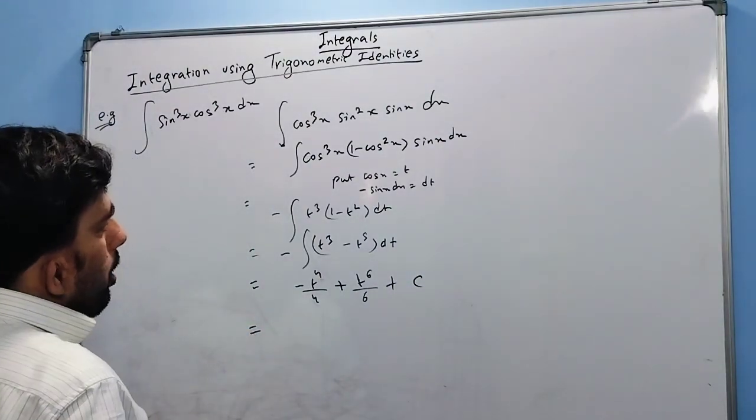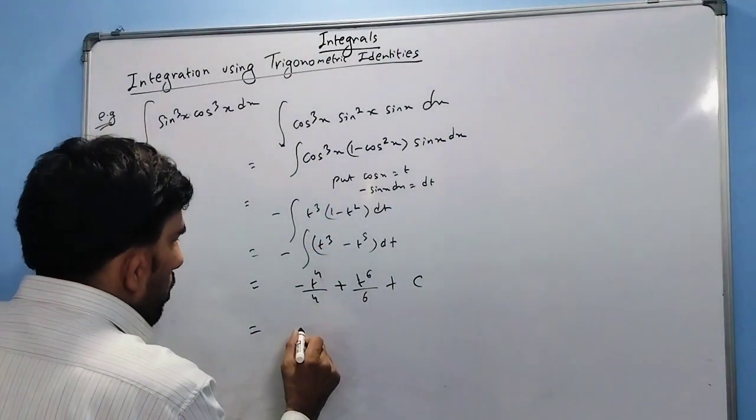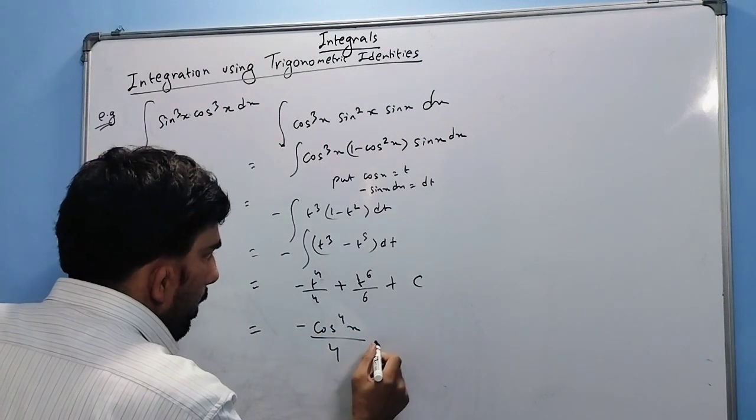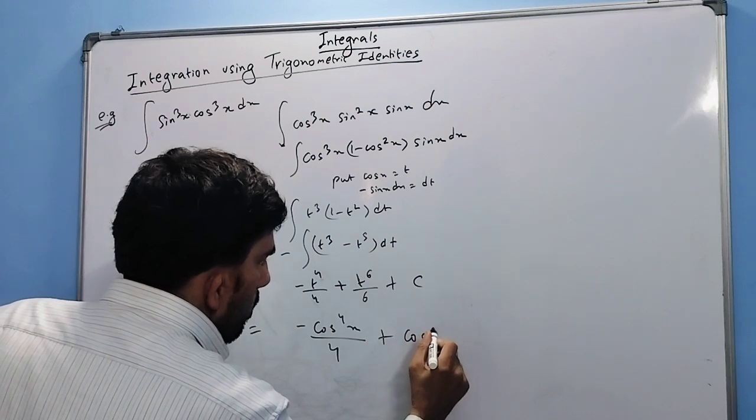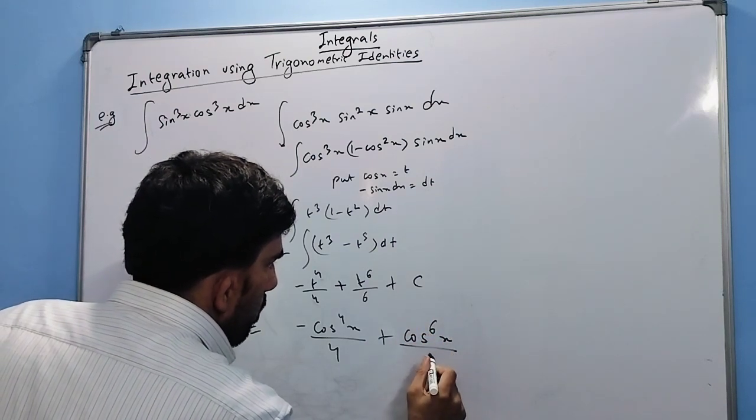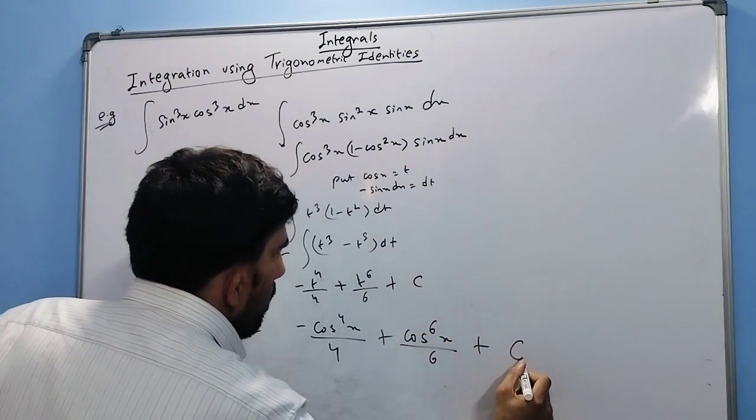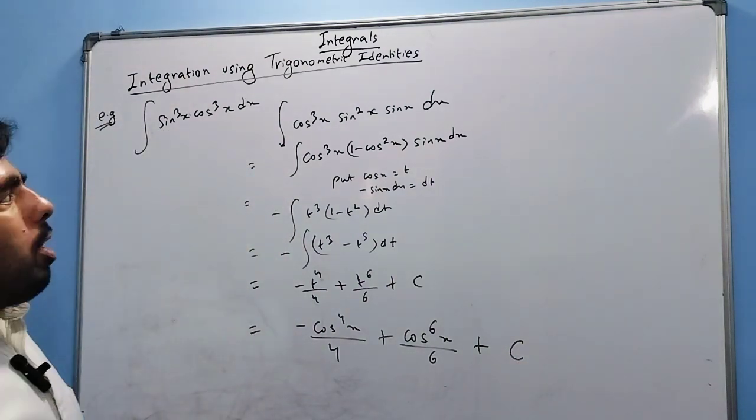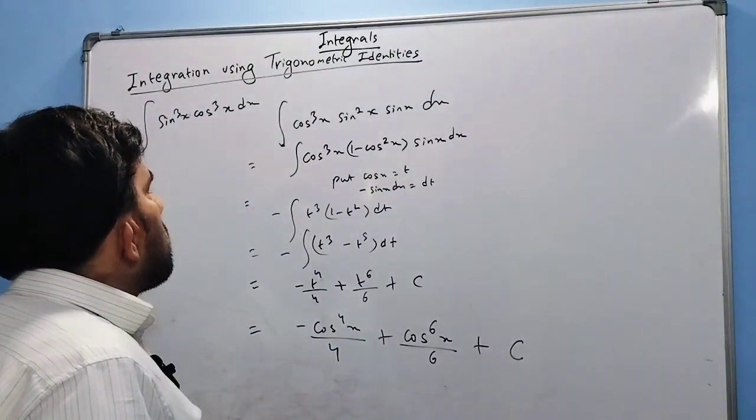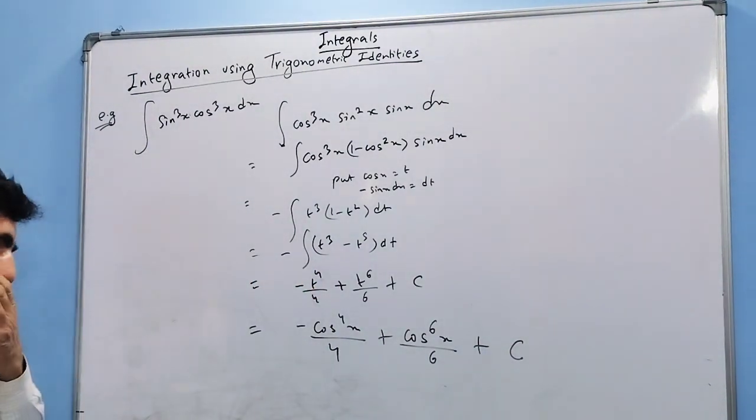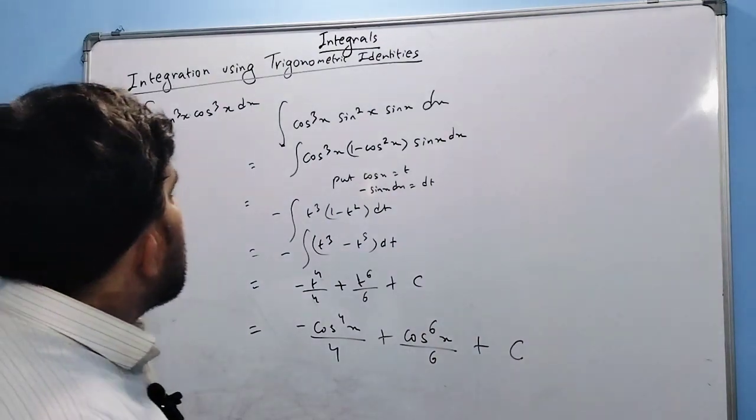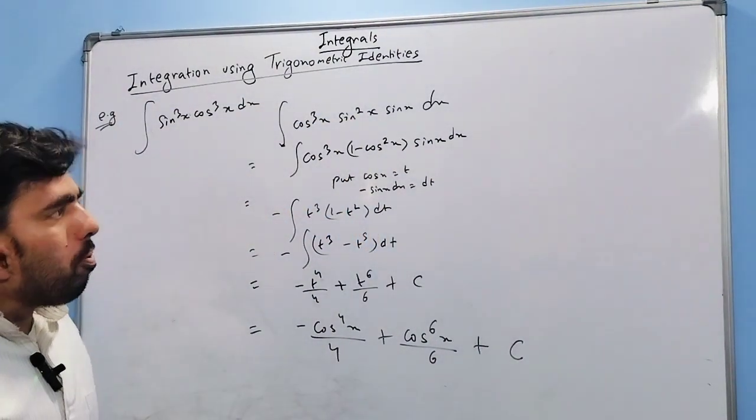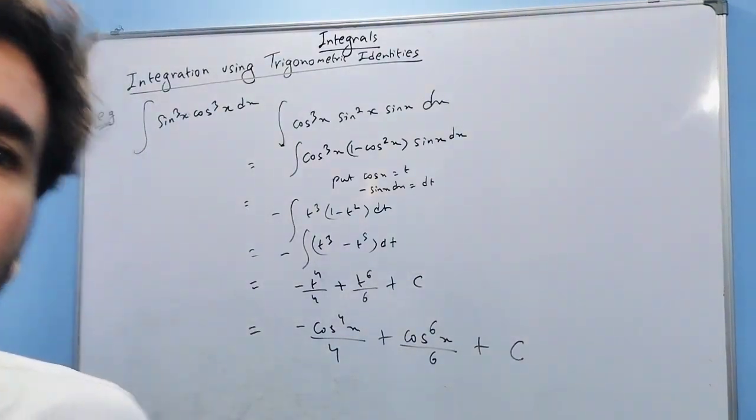Now I can write what t I have taken, cos. So I will write cos 4x upon 4 plus cos 6x upon 6 plus c. Okay, so that is how we are able to solve such kind of numericals using the trigonometric identity. So now let us go for the next numerical.